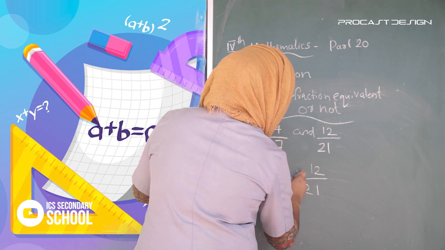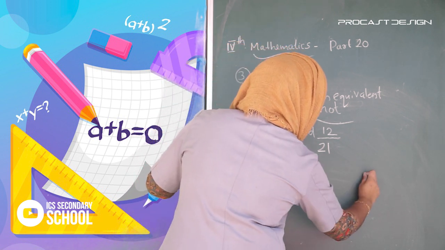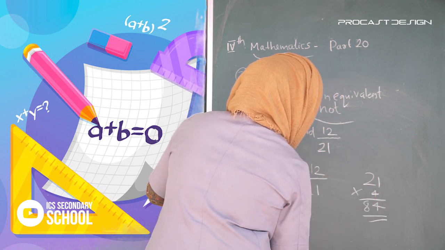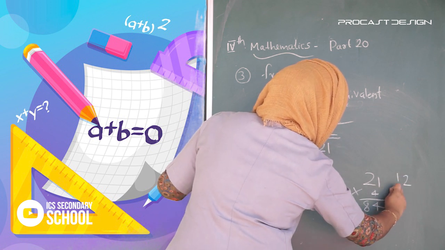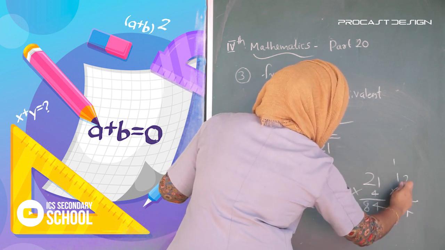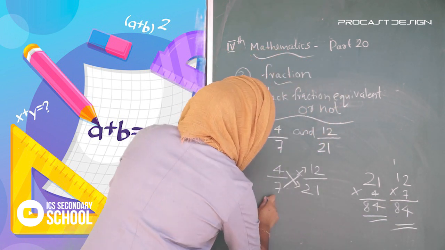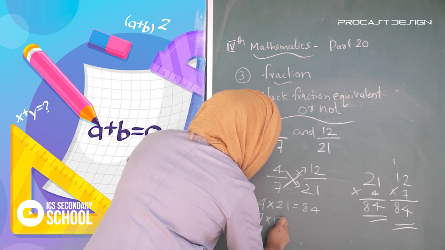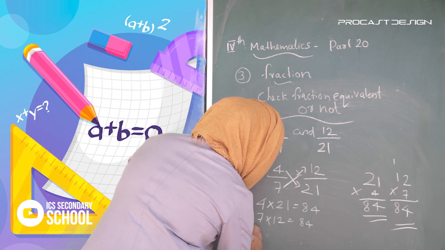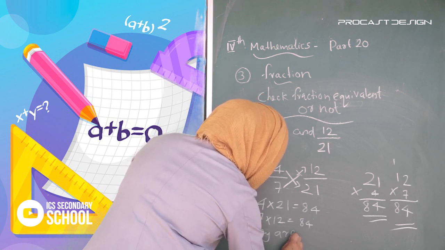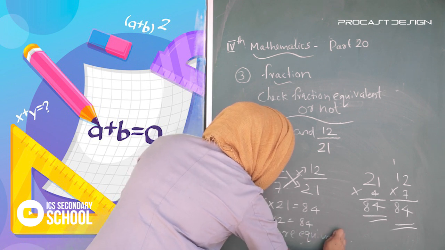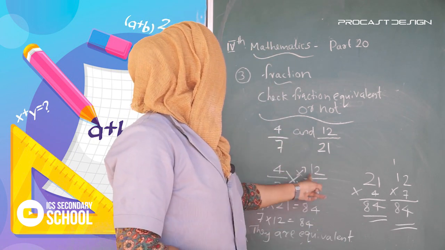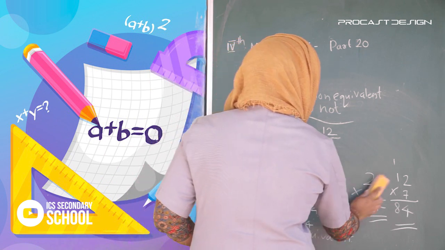That means cross multiplication. So 21 into 4 we get 84. Same way, 12 into 7 is 84. So 4 into 21 is equal to 84, and 7 into 12 is equal to 84. They are equivalent. So we can check whether fractions are equivalent by cross multiplication.